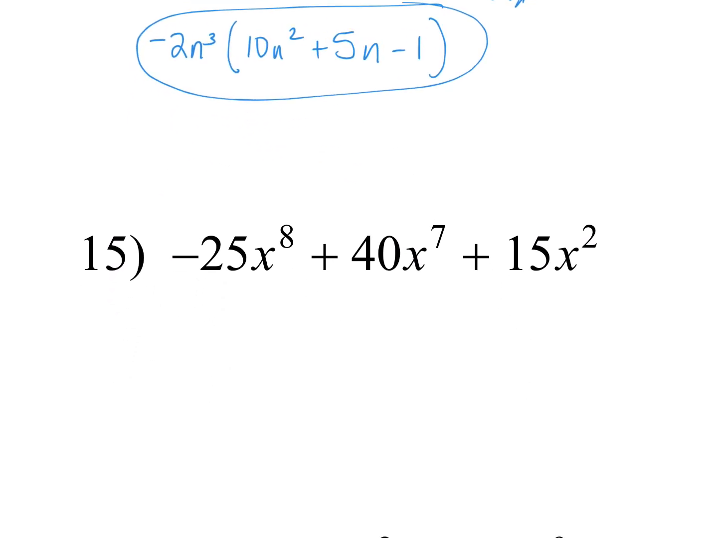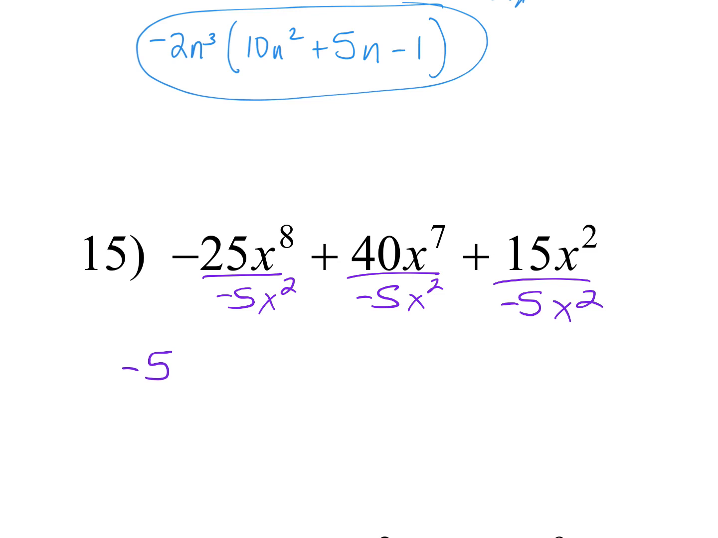All right, we see big numbers. There's no reason to freak out. Just look. 25, 40, and 15. What number goes into all 3 of those? 5. And it's going to be a negative because we lead with a negative. Good. So I'm going to take out a negative 5. As far as my variables go, what would it be? X squared. Good. Very good.